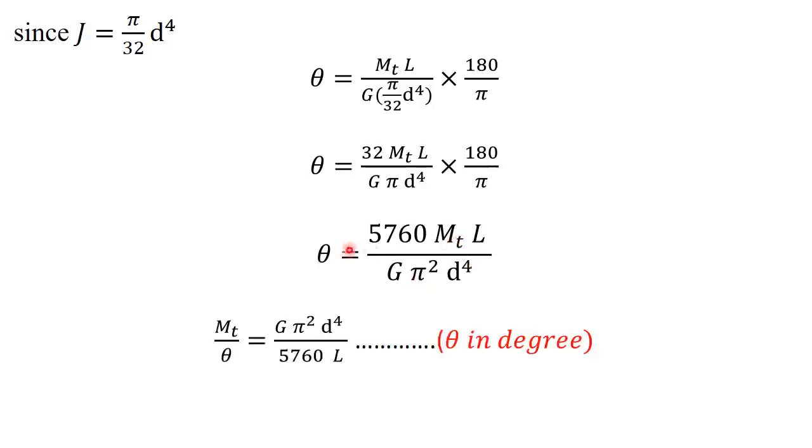And therefore mt by theta. Now why is this converted into mt by theta? Because mt by theta is given to us. A whole one number mt by theta is given. That is equal to 100 Newton meter per degree. And now theta is in degrees. So mt by theta is equal to g pi square d to the power 4 divided by 5760 L.